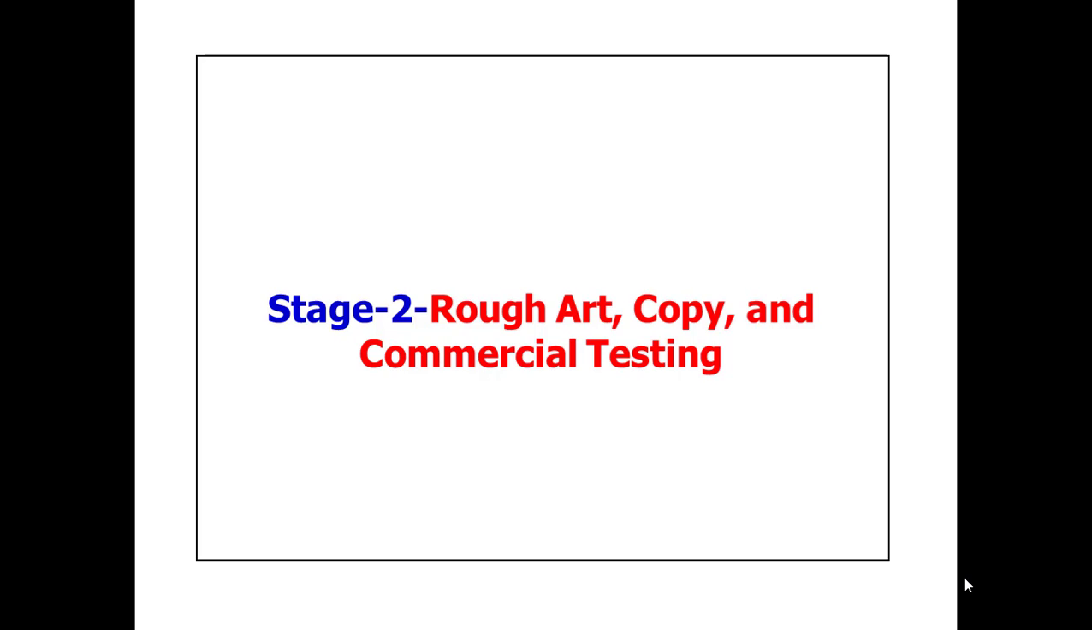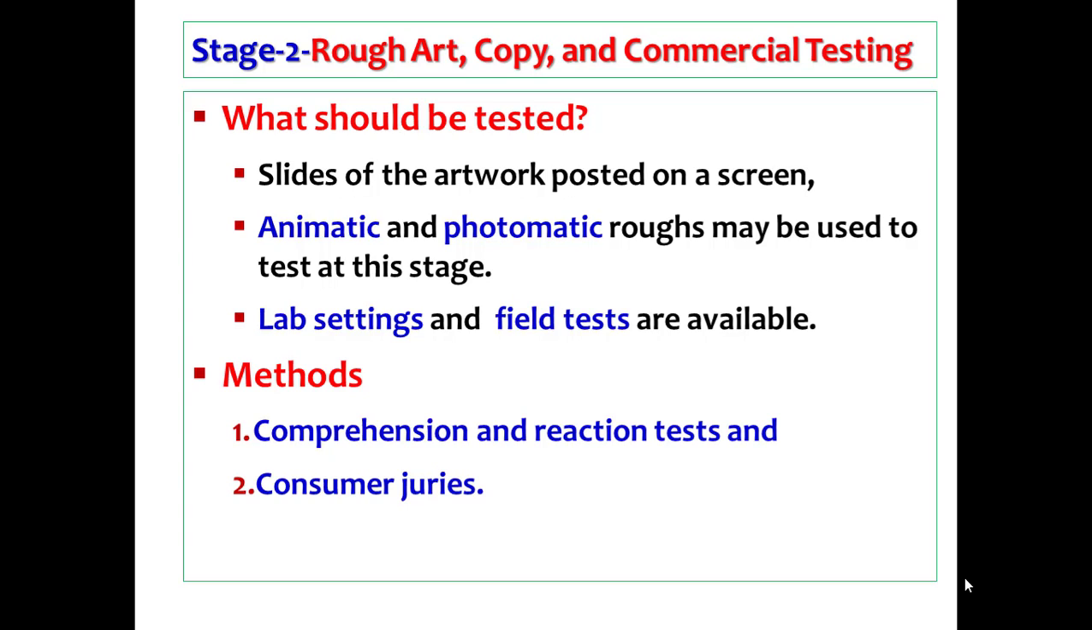When it comes to the second one, rough art, pre-finished commercials, copy, and commercial testing. So now the concept also turned into rough arts, turned into pre-finished copy or commercial testing, commercials. So now we are going to test here. Now we are going to measure the slide of the artwork posted on a screen. Animatic and photomatic graphs might be used to test at this stage, so we can apply both the lab setting and field tests.